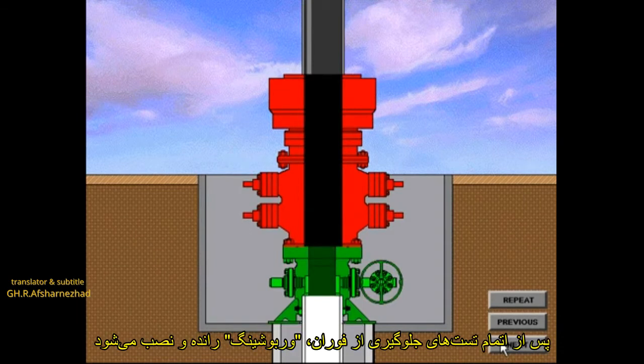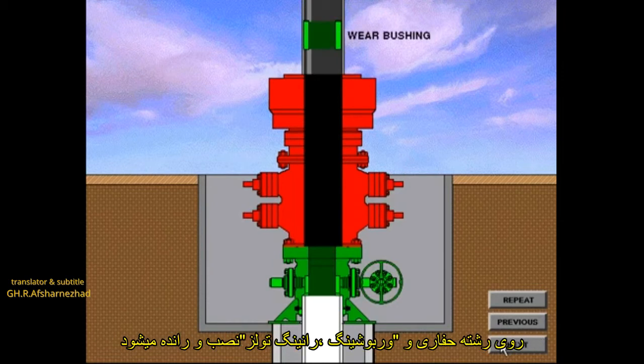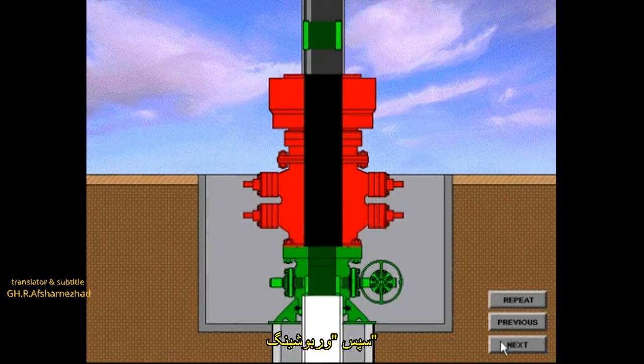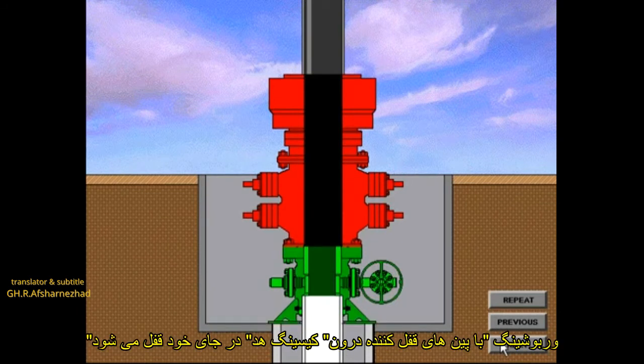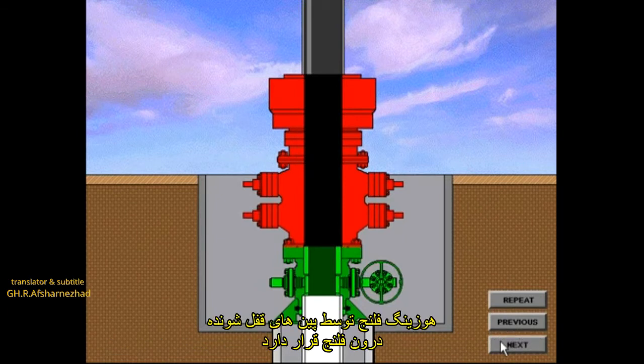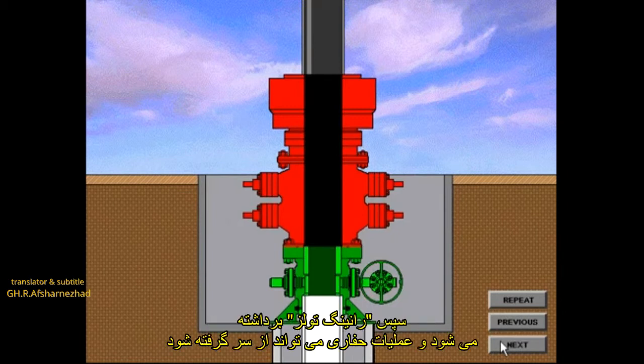Upon completion of the BOP tests, the wear bushing running tool is made up on the drill string and the wear bushing installed on the running tool. The wear bushing is then lowered through the BOP system until located in the casing head bowl. The wear bushing is locked in place either by lockdown pins in the casing head housing flange or by lockdown pins located in a lockdown flange. The running tool is then removed and the drilling operation can resume.